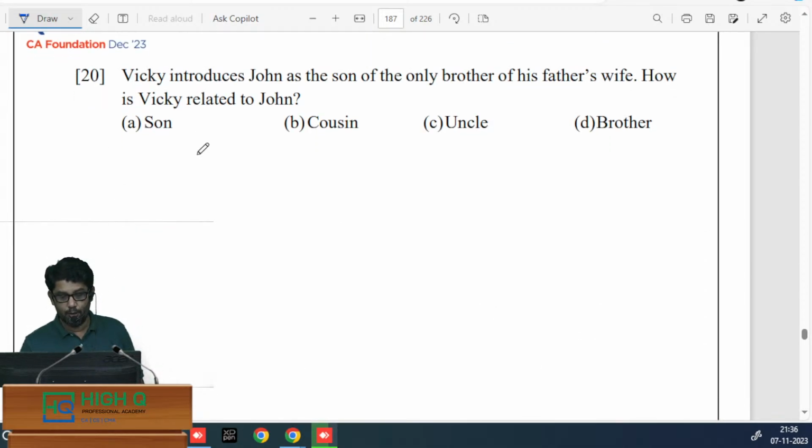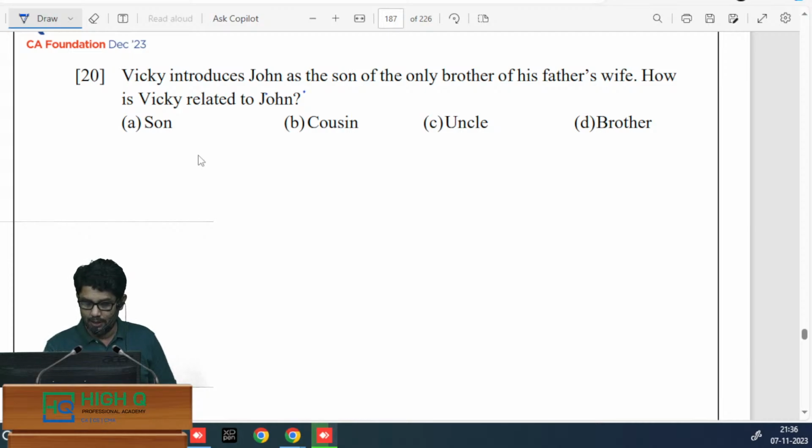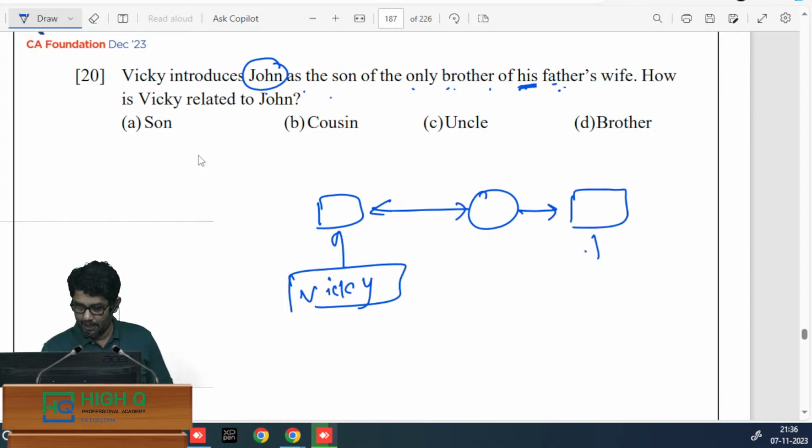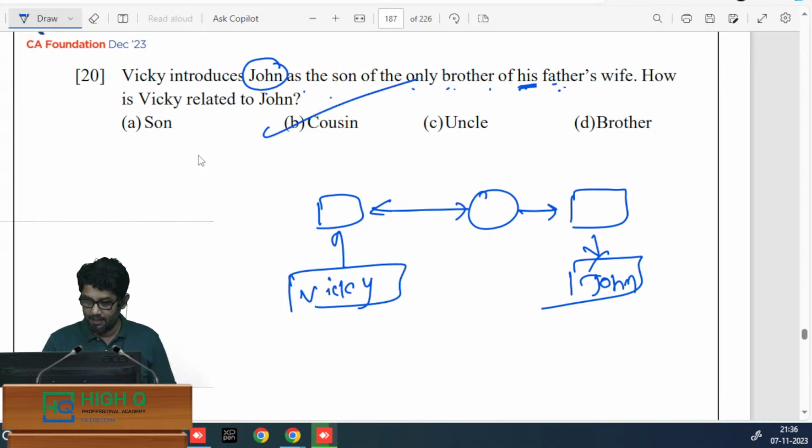Vicky introduces John as the son of the only brother of his father's wife. How is Vicky related to John? So we are talking about John, as the son of the only brother of his father's wife. This is Vicky. Vicky has got a father. That father has got his wife. That means Vicky's mother only. And after that, only brother. And the brother has got a son. And that son is nothing but John. So therefore they are what? Cousins.